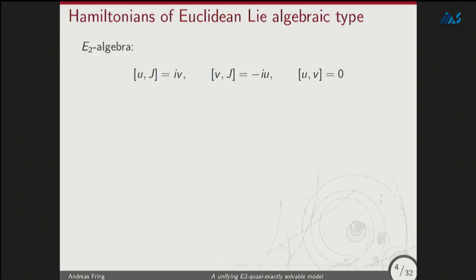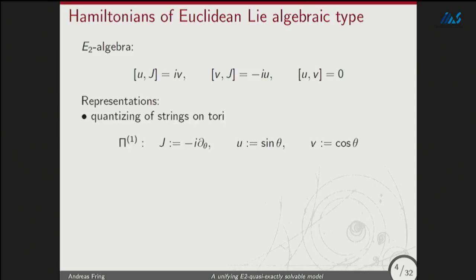So here are the commutation relations. There are three generators for E2, and two of them commute, and the other two have the following relations with your third generator. And you can pick particular representations. This one is used in some string theory papers when you quantize strings on a torus. That's where people also use this, and you just pick U as a sine, V as a cosine, and J is some derivative with a minus i in front.